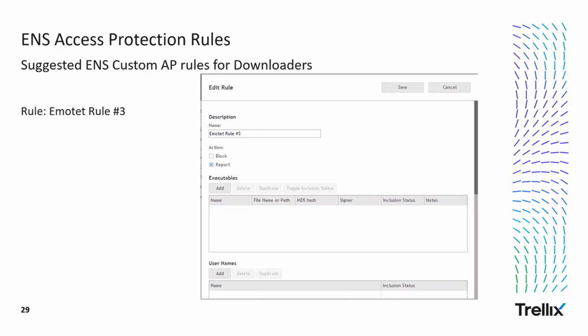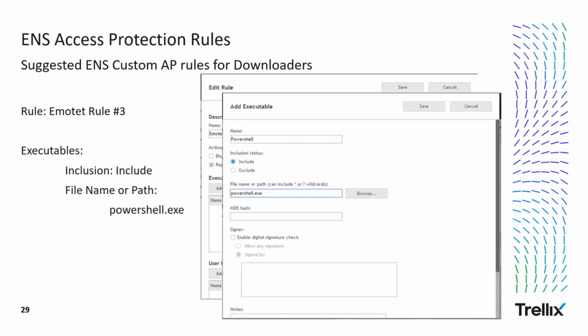Last up on the AP rules, we're going to go ahead and look at Emotet rule number 3. So the description, Emotet rule number 3, action report. Once tested, move to block mode. And the executable we're going to add in this case is PowerShell.exe. So name, PowerShell, inclusion status of include, file name or path is PowerShell.exe.